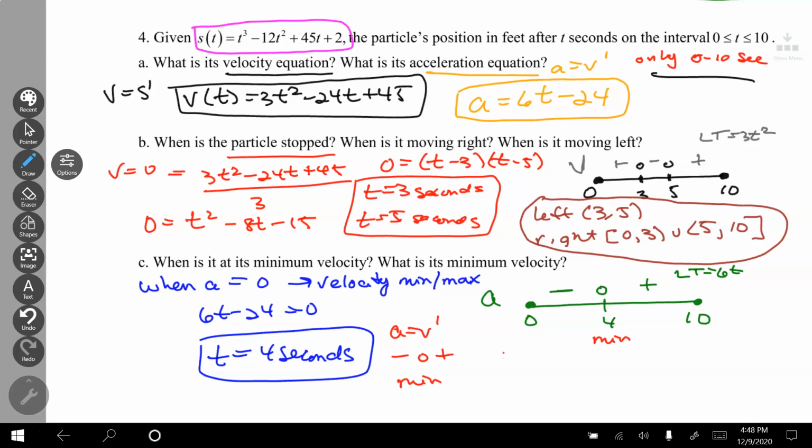So I have to find my velocity at 4 seconds, which is 3 times 4 squared minus 24 times 4 plus 45 using my velocity equation. So my minimum velocity, what happens at 4 seconds, is negative 3 feet per second.